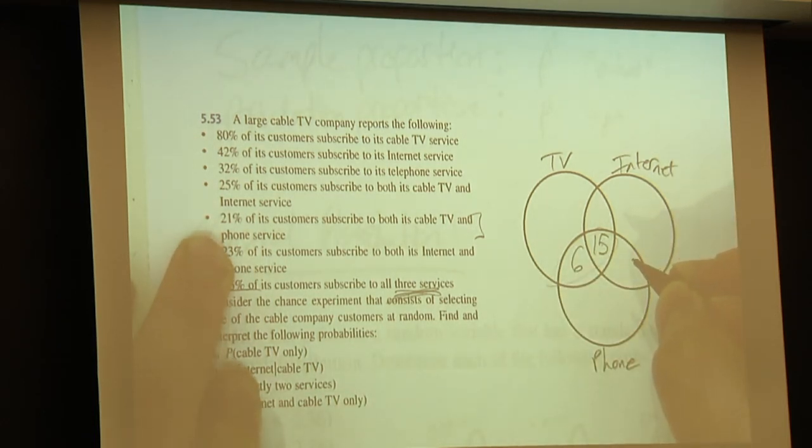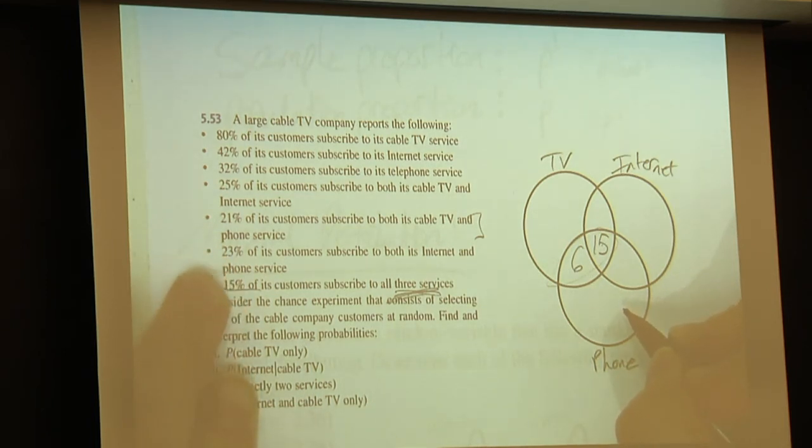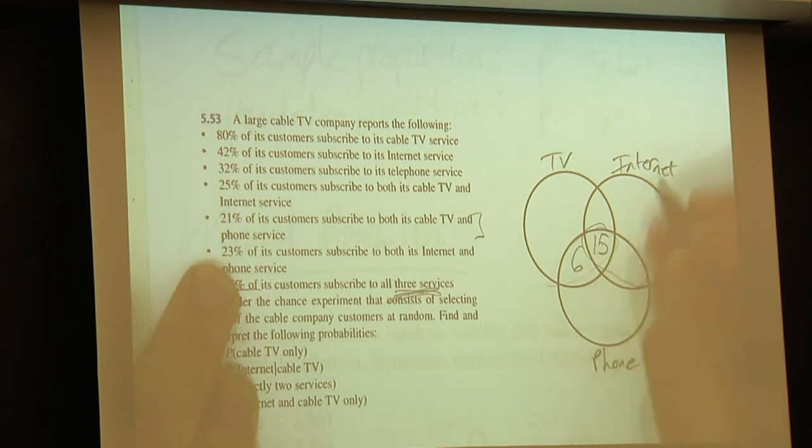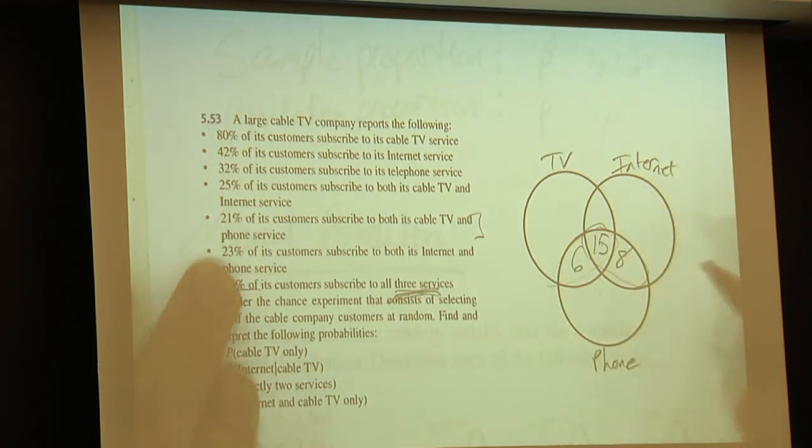We could also look at, let's do, now it's kind of up to you on what you want to do. They say both internet and phone service. So both internet and phone, they said 23. So these two together now have to be 23. So 15 and 8 makes 23. So I'll put an 8 there.